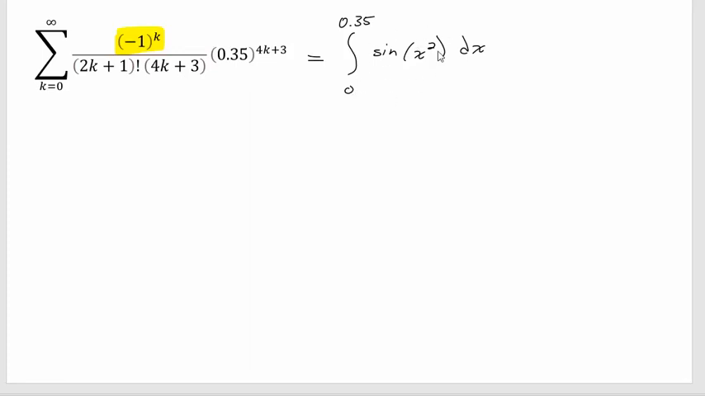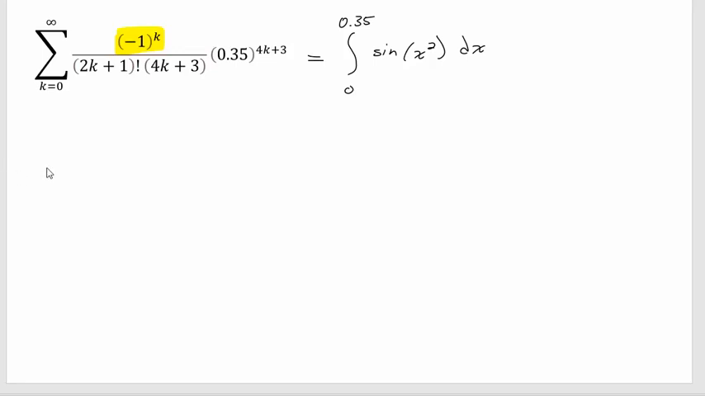Pretty easy to think about how this area would exist. This is always positive, right? So this x squared would be positive, and 0.35 squared is going to be less than 0.35. 0.35 is the first quadrant angle, so we're all in the first quadrant here, and we should expect this to be a positive area. Okay, so how do we go about evaluating this to within, I think we were trying to get within a hundredth, right?